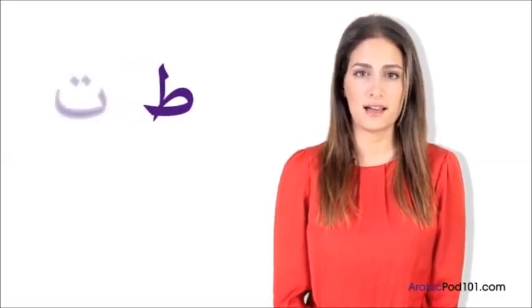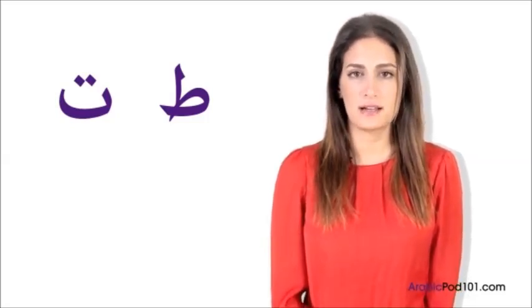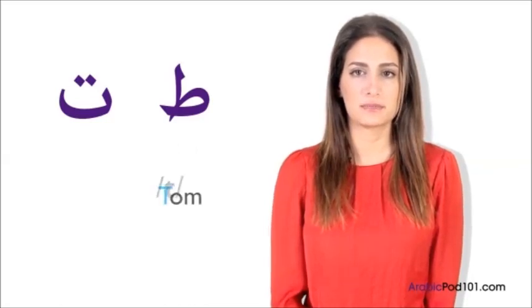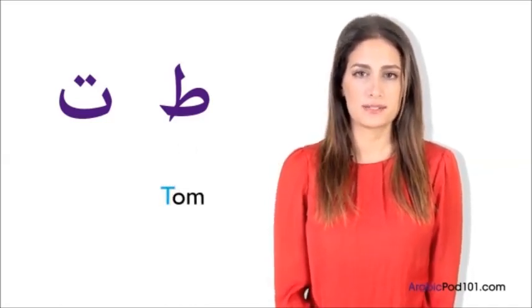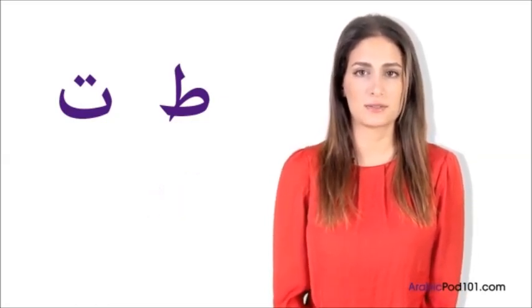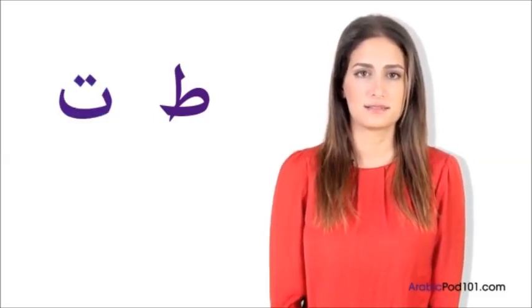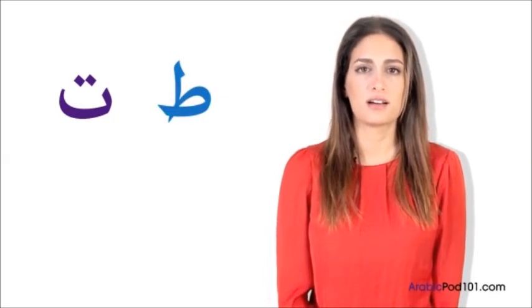The first letter we have in this lesson is ta. This one sounds like the strong version of the letter ta we learned in the second lesson of this series. It kind of sounds like the T in the name Tom. When you pronounce it, try to constrict your throat like you did with sad. Let's practice it together so that you can see the difference. Repeat after me. Ta, ta.